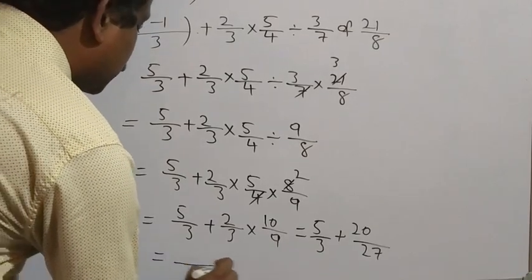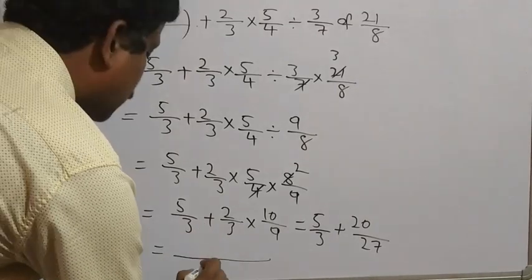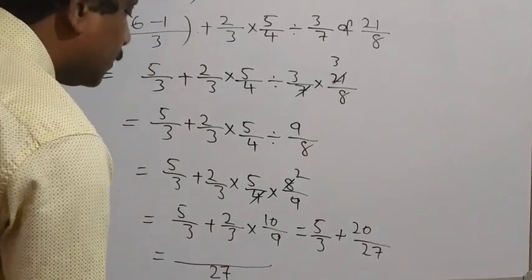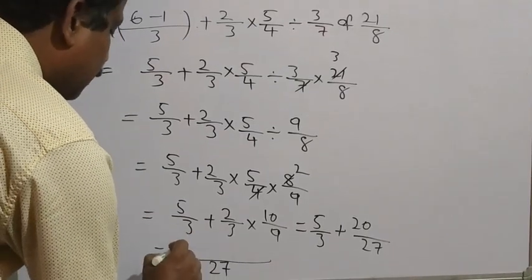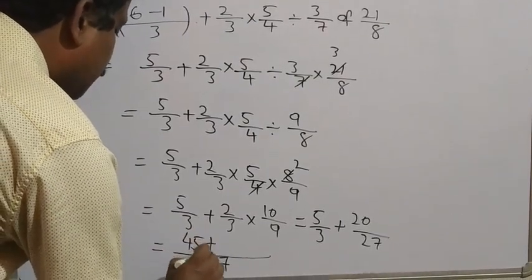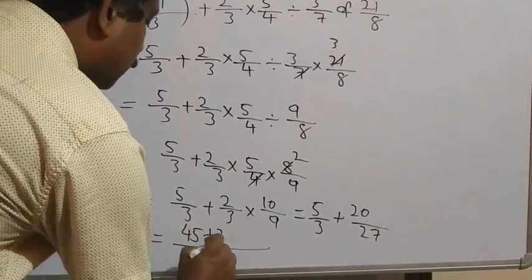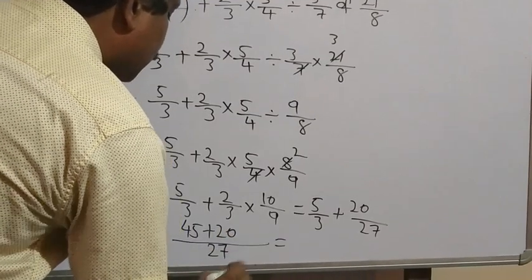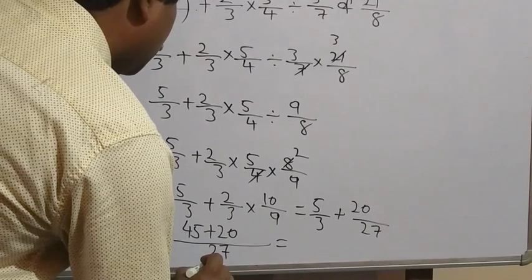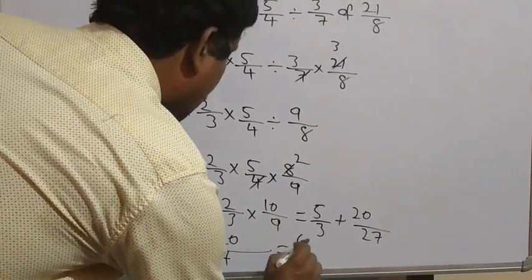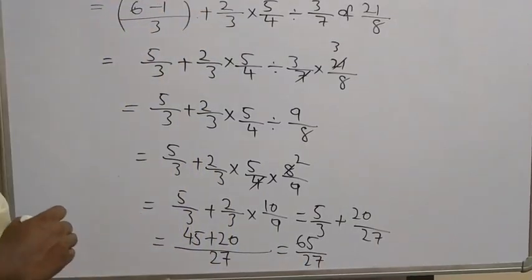What is the LCM here? 3 and 27, the LCM is naturally 27. So write 27. 27 divided by 3 is 9, 9 into 5 is 45. Plus, 27 divided by 27 is 1, so 20 into 1 is 20. So what is left? 45 plus 20, that is 65 by 27. This is the answer.